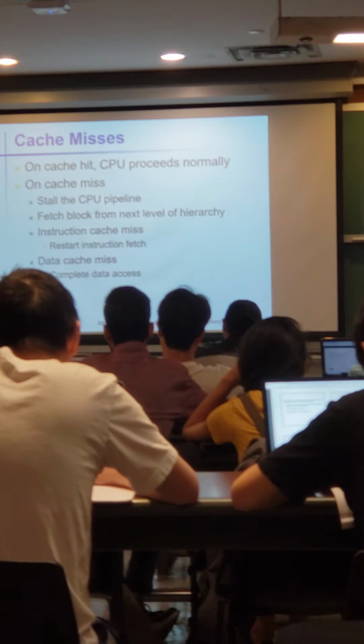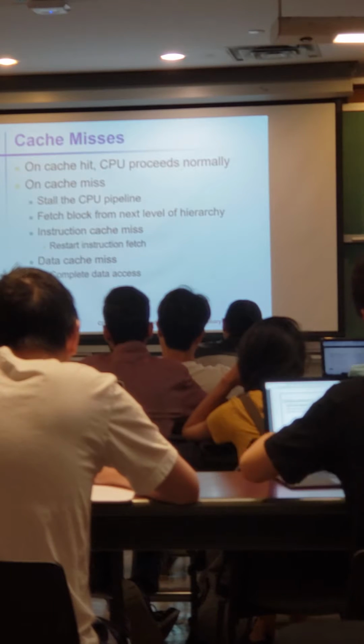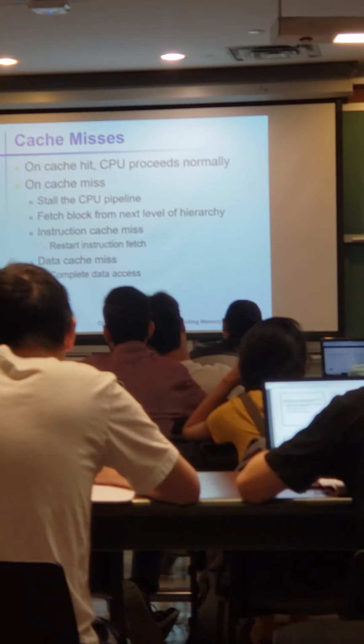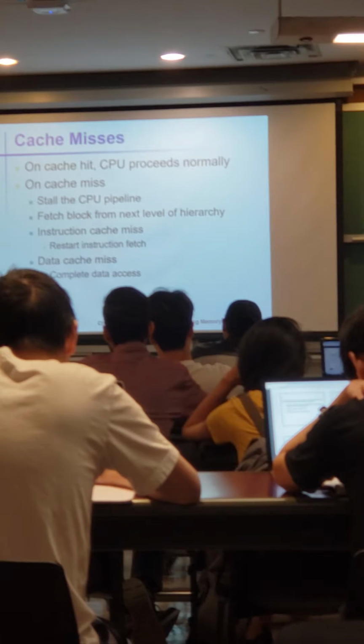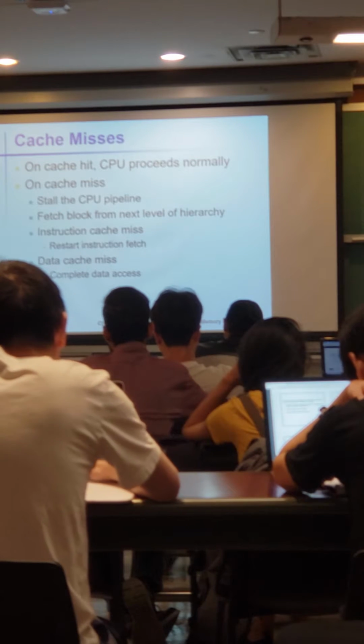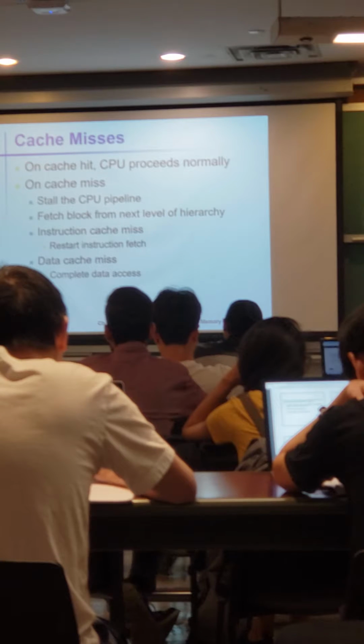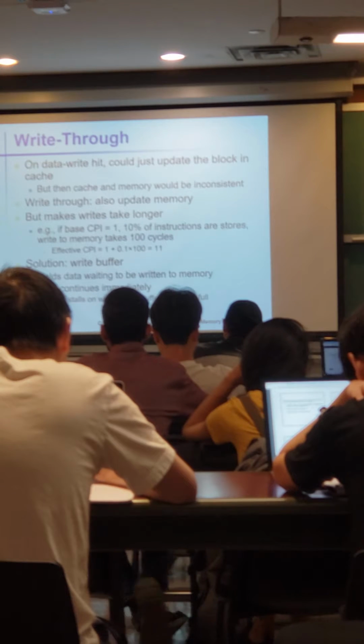So what happens on a cache hit? The CPU just proceeds normally with a minimal delay. Okay. If there is a miss, stall the pipeline, right? If it's a miss in the instruction memory, there's not much you can do, right? If it's a miss in the data, complete the data access, wait until the data access is complete, right? Okay? So that's what happens.